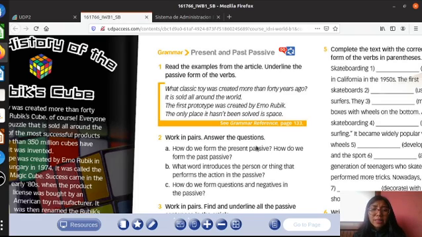Okay, what classic toy was created more than 40 years ago? It is sold around the world. The first prototype was created by Ernő Rubik. The only place it hasn't been solved is space. Okay, so here what do you have to do? You are going to underline the passive form of the verbs. Vamos a subrayar la forma pasiva de los verbos. Okay, so please do it.